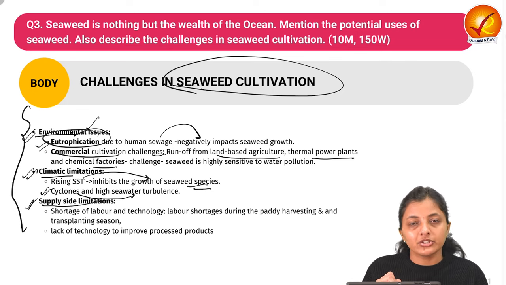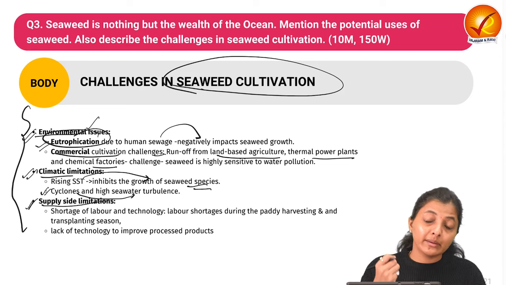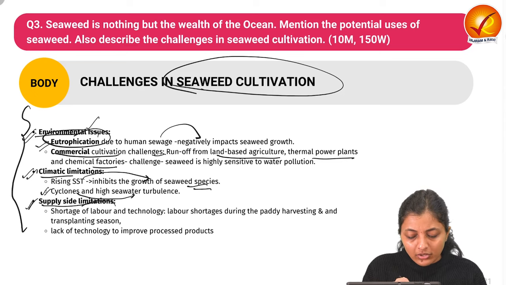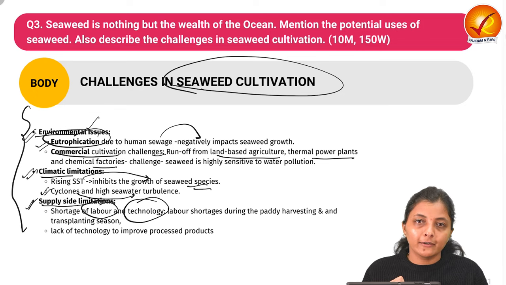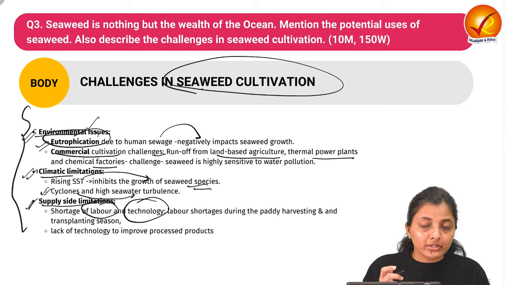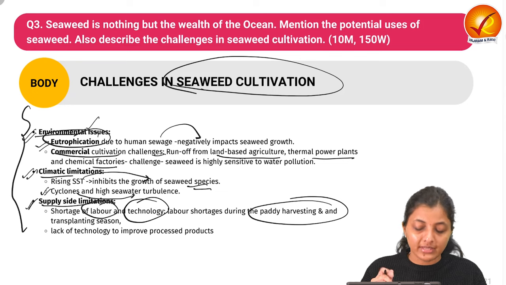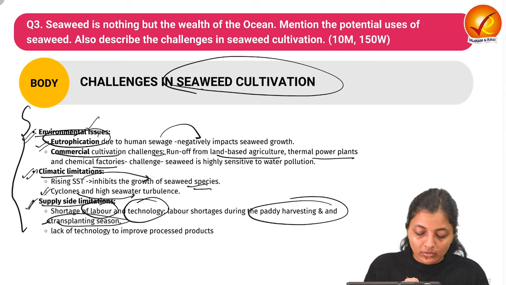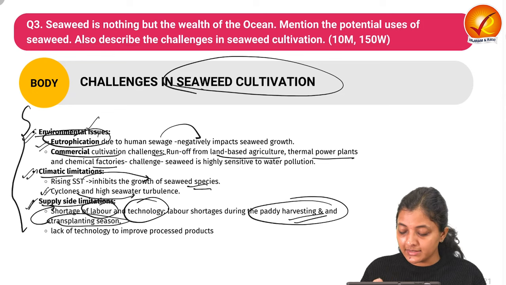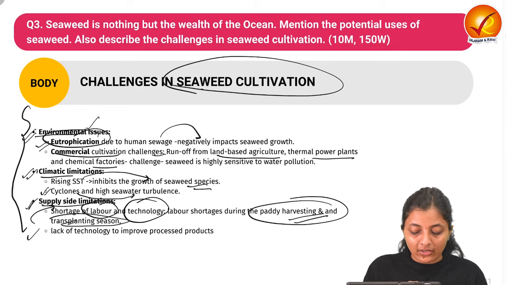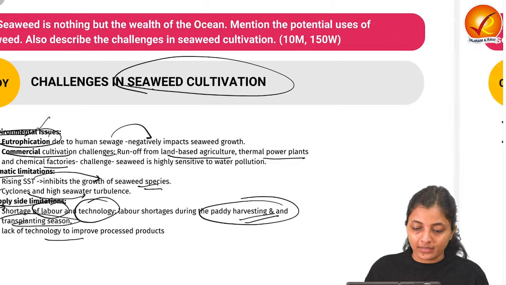Next is supply side limitations. To commercially cultivate seaweed, we need a good labor force, a skilled labor force also. And even if normal labor is required, some technology is also required. Also, there are labor shortages during the paddy harvesting period and the transplanting season, because the major labor is involved over there. So there is a diversion of the labor towards these parts. Then there is a lack of technology to improve the processed products from the seaweeds.